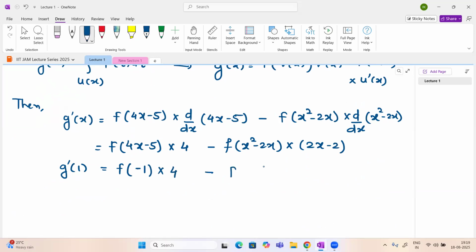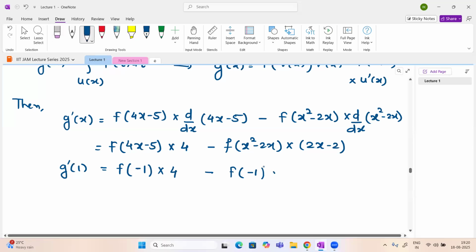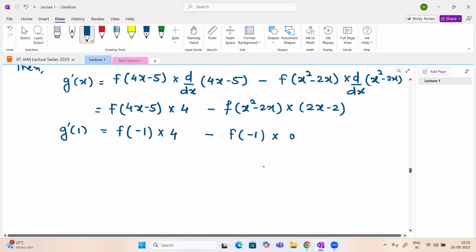What about the next term? Inside the f, what will you get if you put x is equal to 1? It's minus 1, my mistake. And what about the next bracket? It is 0 now, minus 2, right? So this is equal to 4 f of minus 1. 0 into anything, 0 you will get.